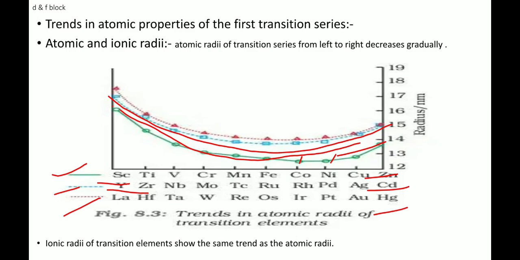Ionic radii of transition elements show the same trend as the atomic radii. Means atomic radii and ionic radii both gradually decrease from left to right. But at the last it slightly increases, because the electrons entering the penultimate shell become fulfilled and create the shielding effect, screening effect.